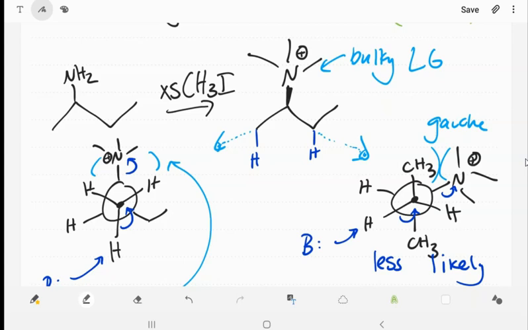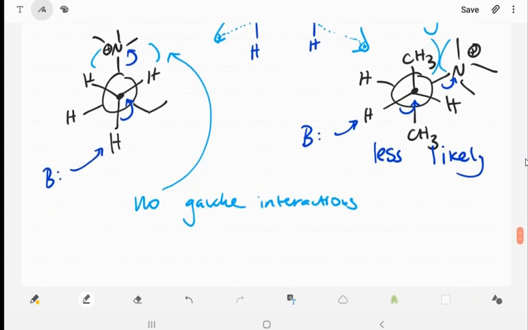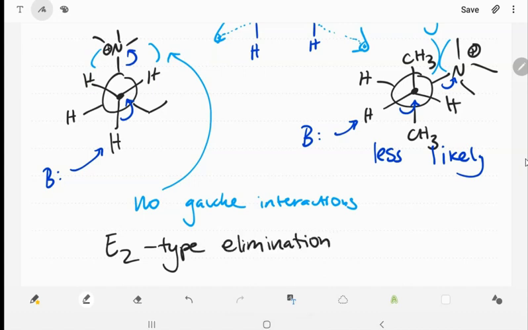All right, so it's essentially an E2 type elimination, and your bulky leaving group puts it as Hofmann. So there we go. That's the reason we get the Hofmann product. All right. Exciting.